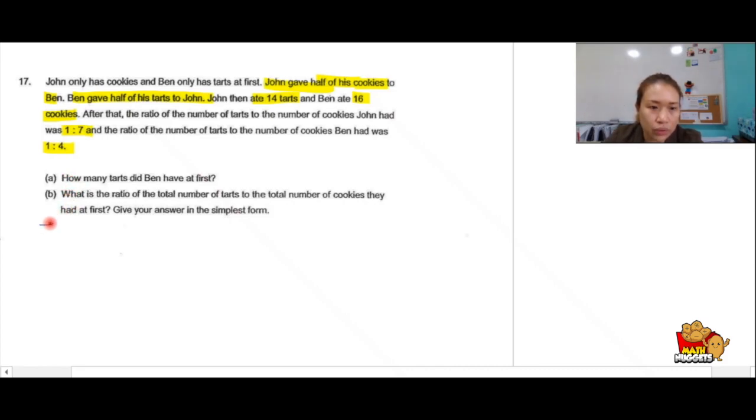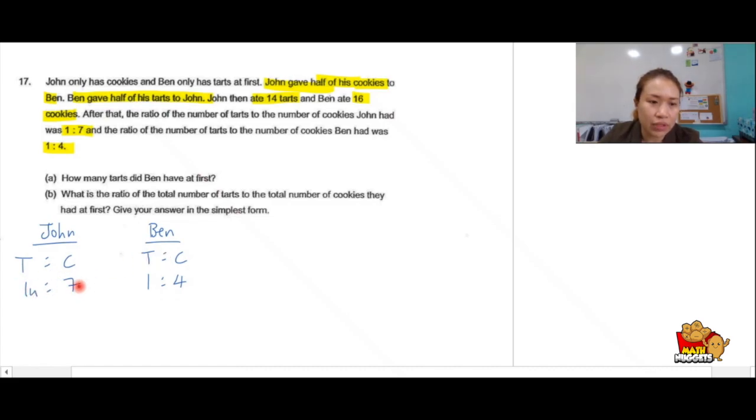So for John, tarts is to cookies was 1:7. As for Ben, tarts is to cookies, it's 1:4. Okay, so now I'm going to work backwards. John ate 14 tarts, right? So John ate 14 tarts.